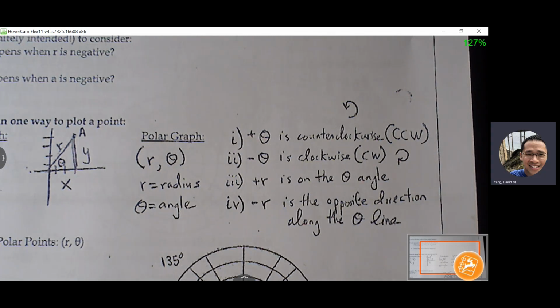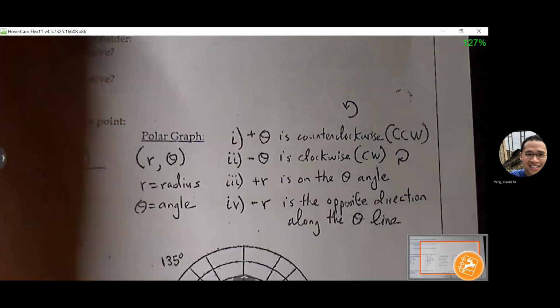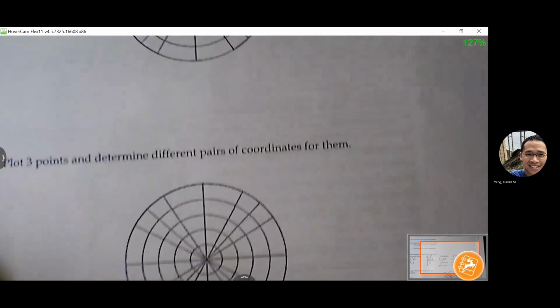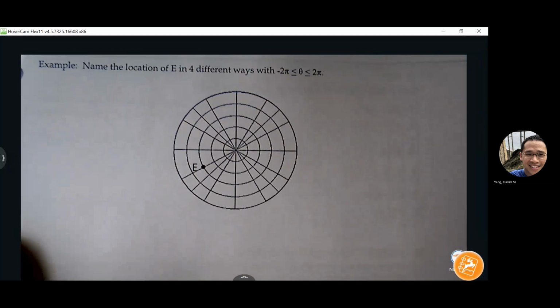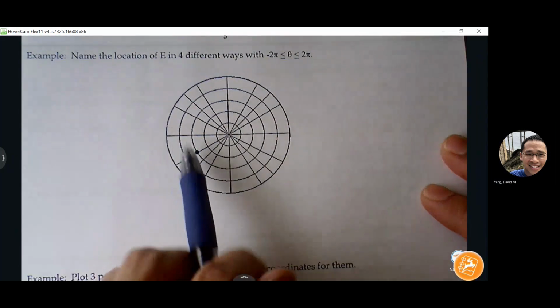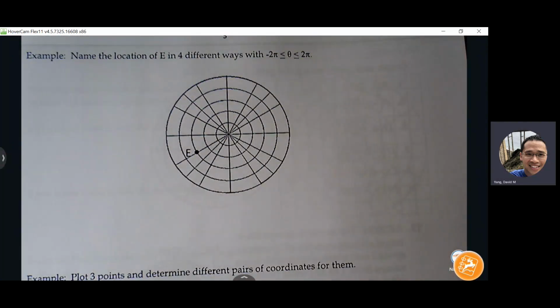Okay, everybody good? Okay, next page. So it says name the location E in 4 different ways. So we can give different combinations of theta or negative theta in terms of radians or degrees and in terms of positive. So we can reach that point E a number of different ways.